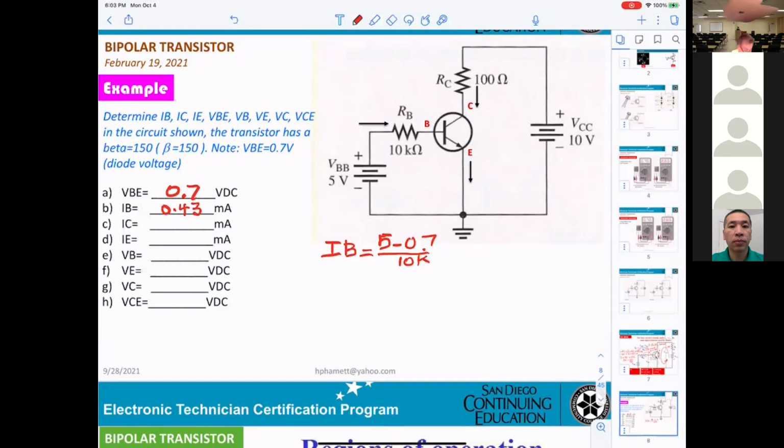Okay, and the beta they gave to you right here, 150. Okay, IC equals beta times IB. That equals 150 times 0.43. Okay, 0.43 times, milliamp.